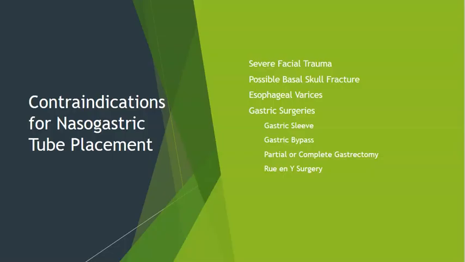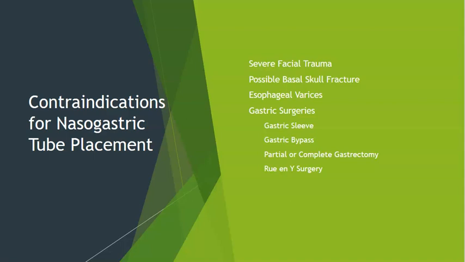There are several contraindications for nasogastric tube placement. One of them is severe facial trauma, and the reason for that is not only do you have injury to the nasal cavity itself with the bleeding and everything, but you have a possible basal skull fracture. If that basal skull is fractured and you insert an NG tube into that nasal cavity, you can accidentally insert the NG tube into the brain.